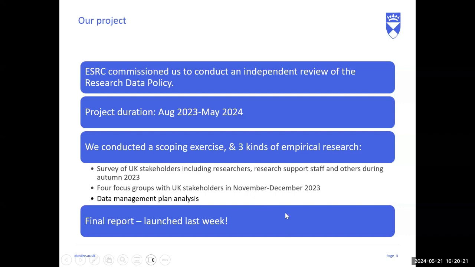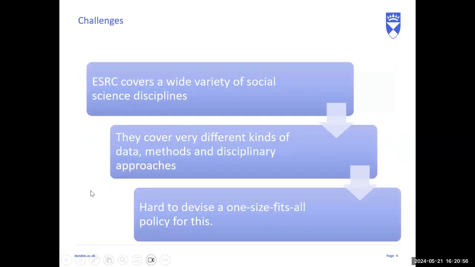And we also conducted 3 kinds of new empirical research, which included a survey of UK-based stakeholders, including researchers, research support staff, and other interested parties in October and November of last year. That was then supplemented by 4 focus groups with the same groups of UK stakeholders in November to December, and also an analysis of data management plans that Maeve will talk more about later. And as I mentioned, the final report just came out last week, so this is pretty hot off the press.